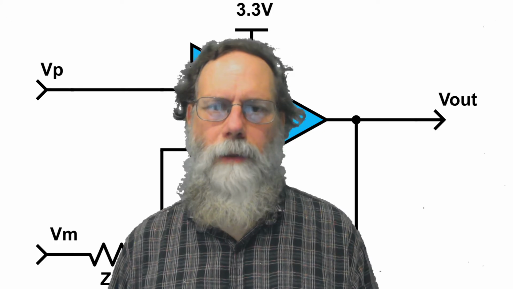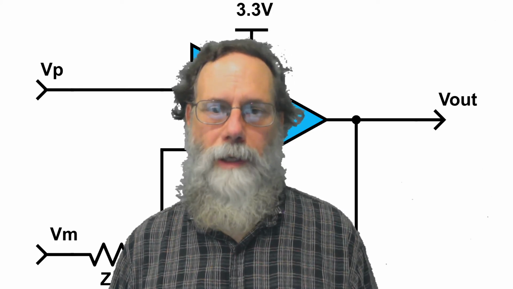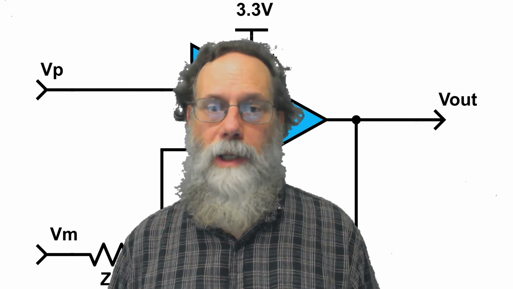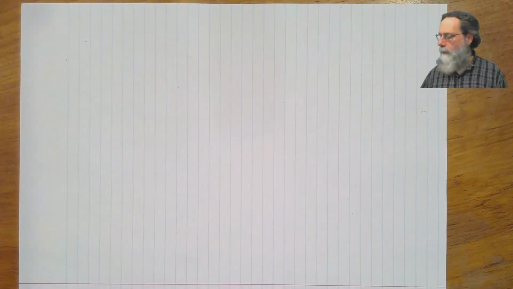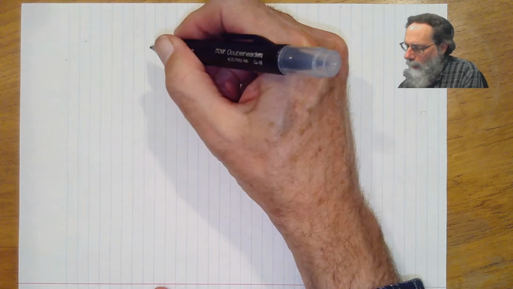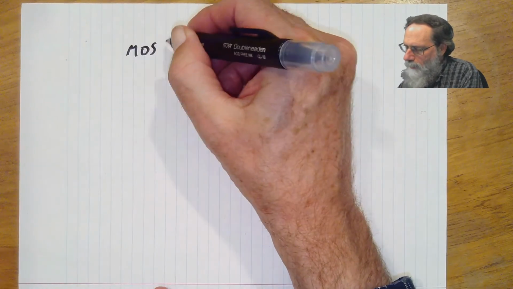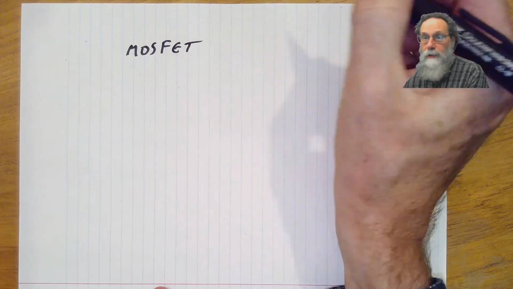This video is for Chapter 32 on field effect transistors, particularly sections 32.1 and 32.2. The field effect transistors we'll be looking at here are what are known as MOSFET transistors.